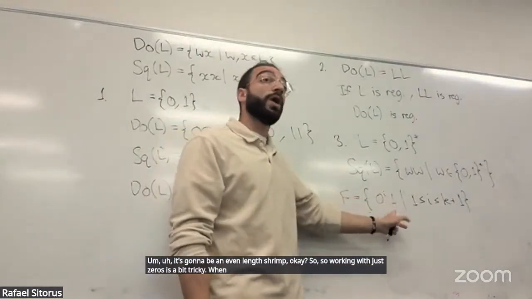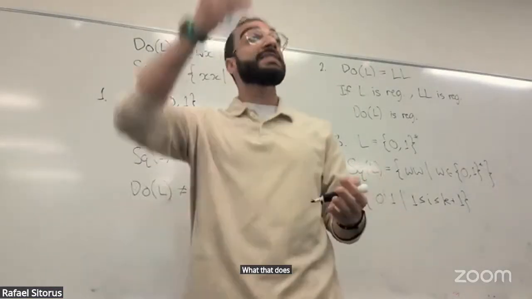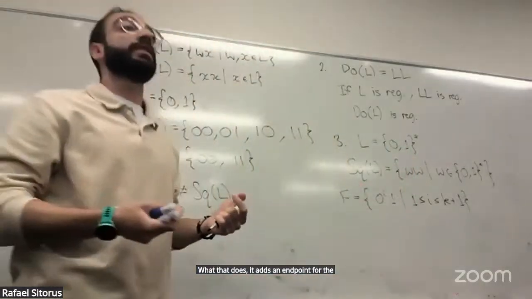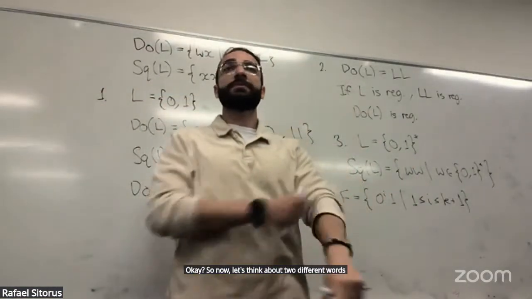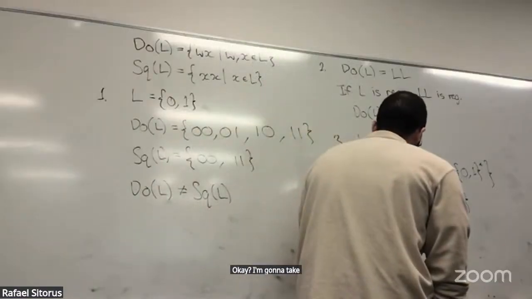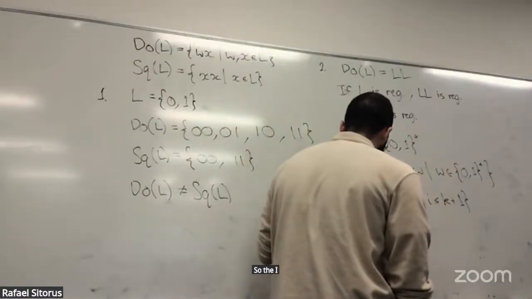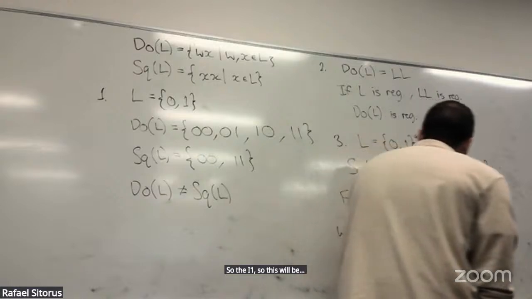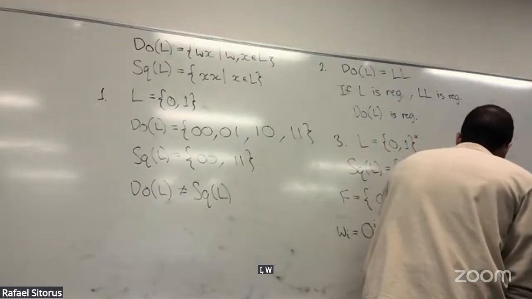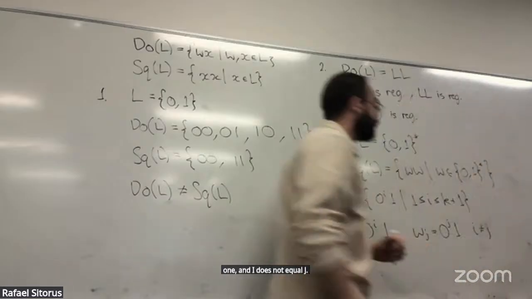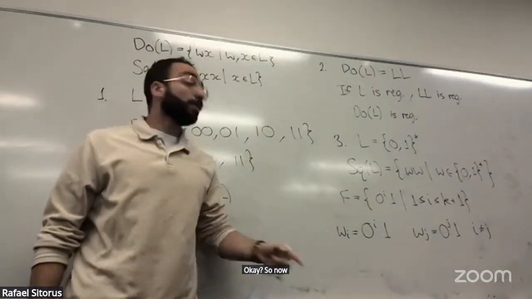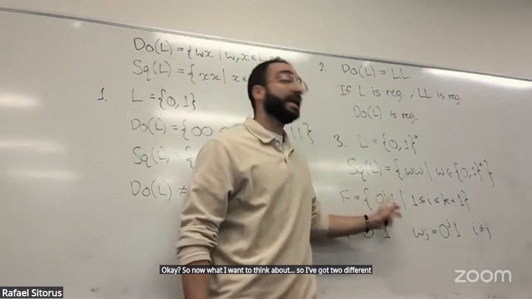When you add a 1 on the end, what that does is add an endpoint for the word you're working with. So now let's think about 2 different words in this language. I'm going to take 0^i 1. So this will be word w_i, and w_j equals 0^j 1, and i does not equal j. So now I've got 2 different words in this fooling set.